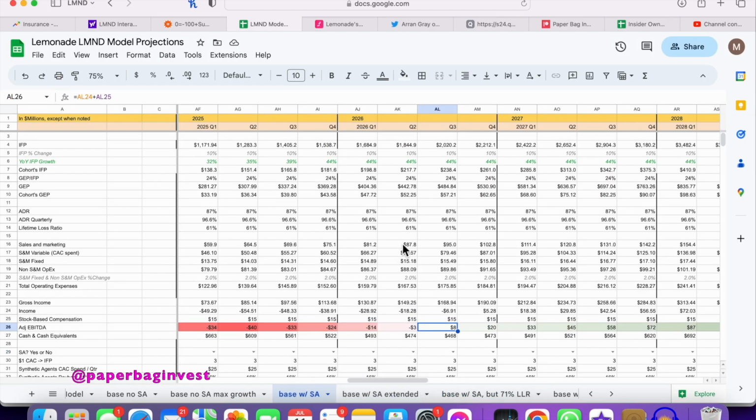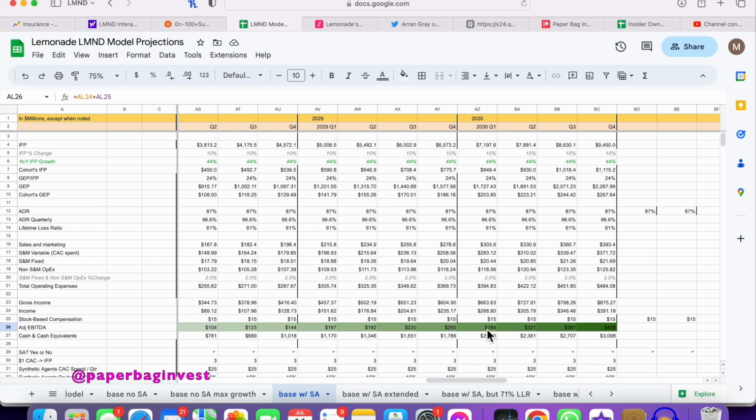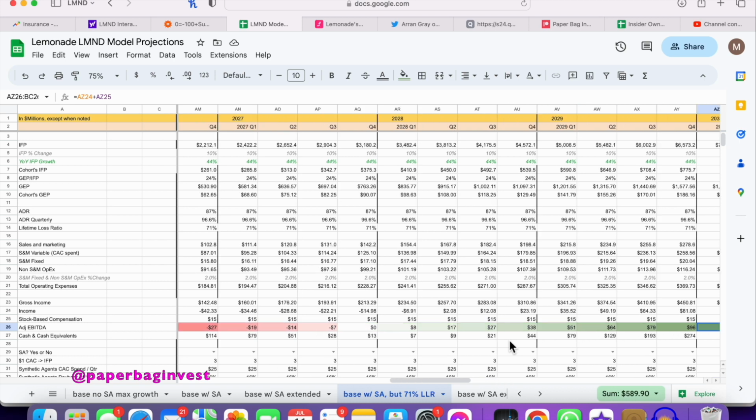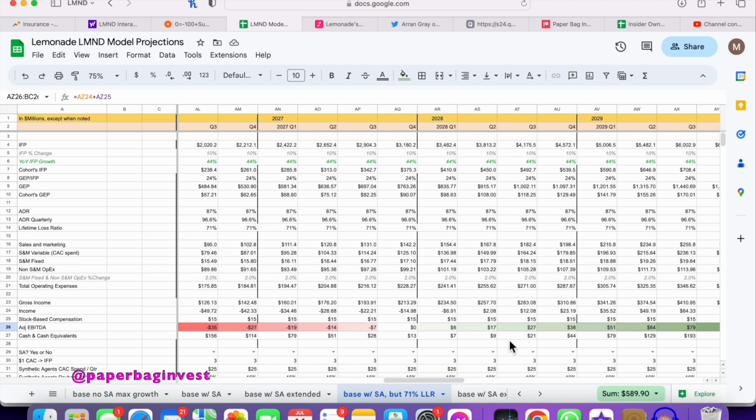Changing that from 61% to 71% moves your profitability about a year and a half later. And if we go all the way out to 2030, in the base case with the 61%, we're at 1.4 billion in adjusted EBITDA. But in the 71% case here, by 2030, we're at 589 million, so less than half the profit by 2030. So huge. It doesn't mean that Lemonade would fail if the lifetime loss ratio is still like 71% or in that range.